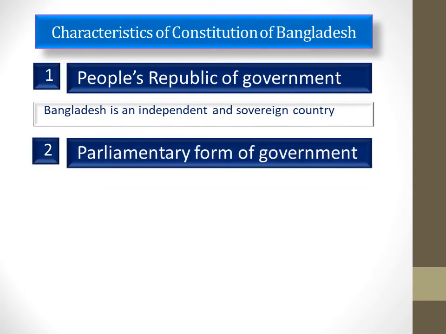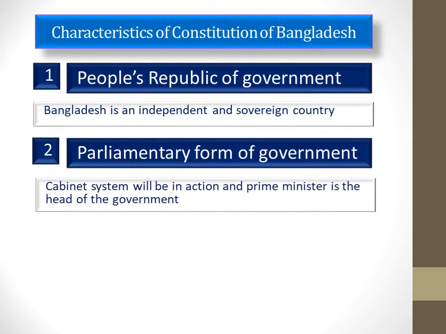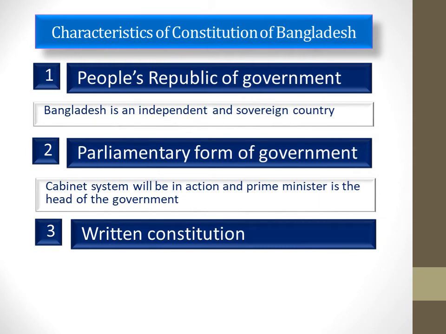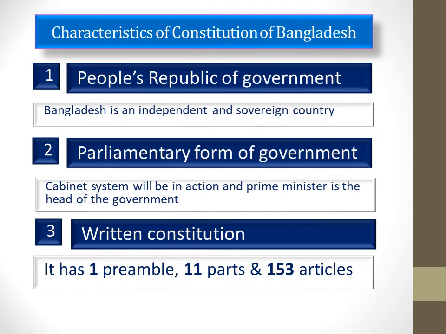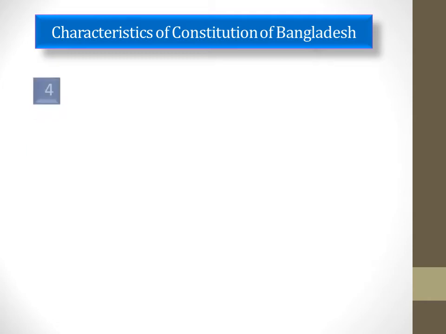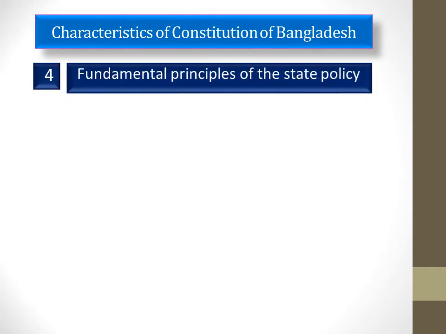Number 2, parliamentary form of government. Here, the cabinet system will be in action and the Prime Minister is the head of the government. Number 3, our constitution is a written constitution and it has one preamble, 11 parts and 153 articles. Number 4, fundamental principles of the state policy. We already read it, the fundamental state policy. Our state has 4 fundamental policies and in detail these policies are written in the constitution.